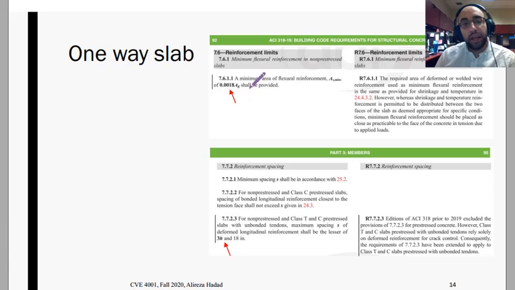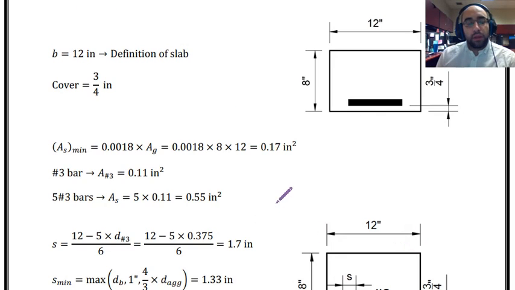As you can see, it says a minimum area of flexural reinforcement AS min is equal to 0.0018 AG, and this is about one-way slabs, the case that we are dealing with in the example problem. So the minimum reinforcement was 0.0018 multiplied by AG. This AG that we have is B multiplied by H. Putting that in the equation, 0.17 inches squared is the minimum reinforcement.